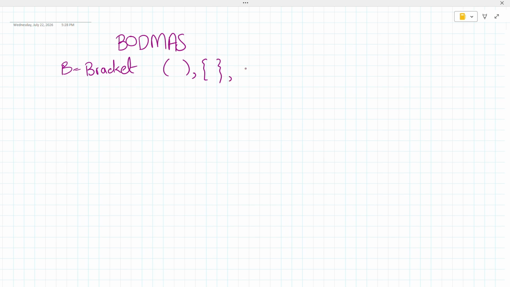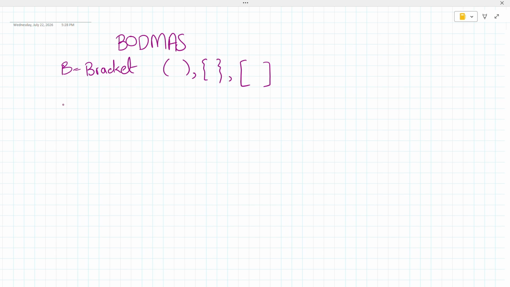Everyone. So we are talking about the BODMAS rule. Have you all heard about that? The BODMAS rule has some different operations. Here B is for bracket. So what are the brackets? The round bracket, the curly bracket, and the square bracket.